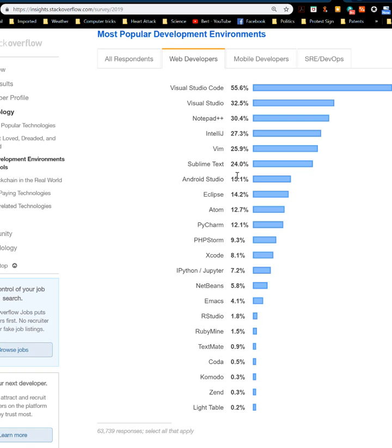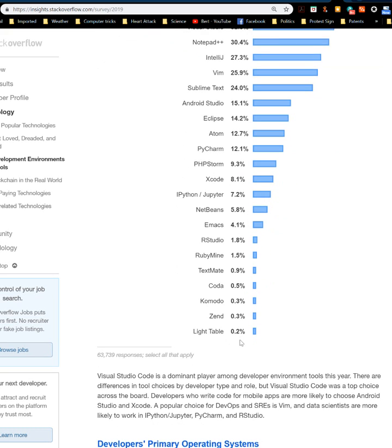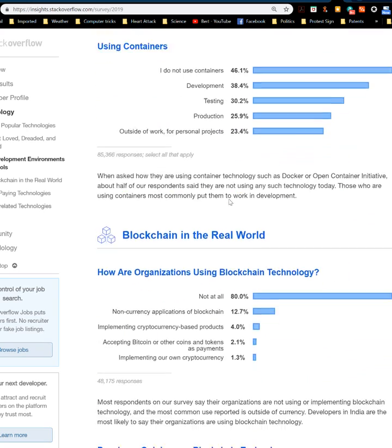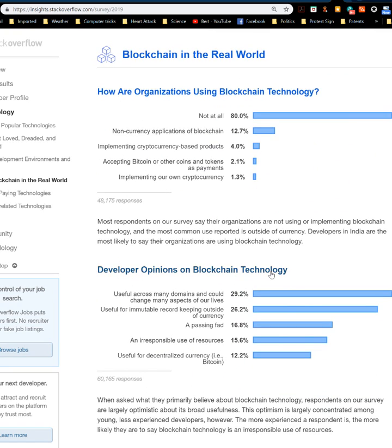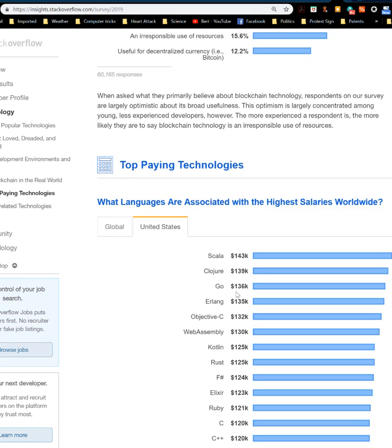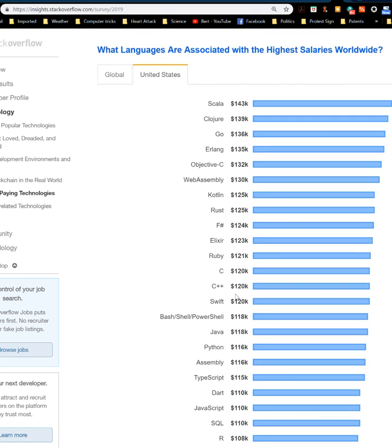Android Studio, which I'm going to be getting into soon enough. Komodo Zen, again, not really that relevant, just kind of interesting. They do have some interesting statistics on here. Blockchain: useful across many domains and could change many aspects of our lives. Useful for immutable record keeping outside of currency. A passing fad, which I'm not sure if I'm in that camp or not, maybe. An irresponsible use of resources. I'd probably check that box just for the fun of it, just to piss people off.